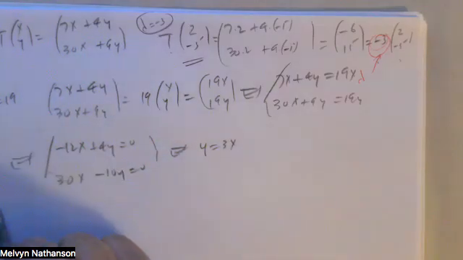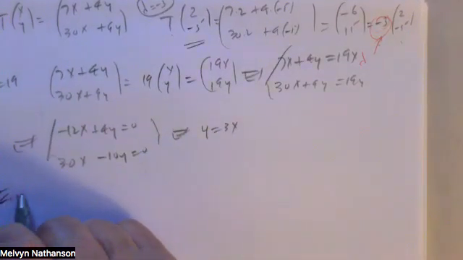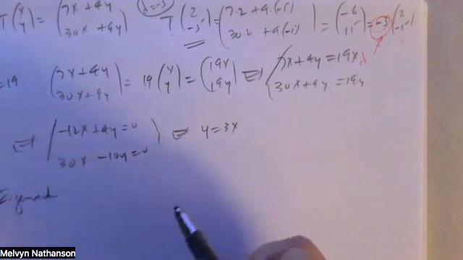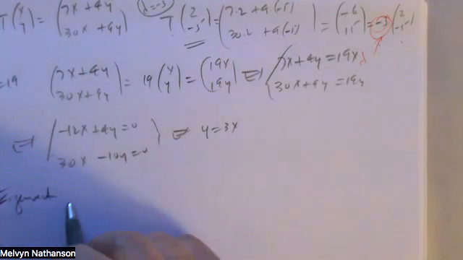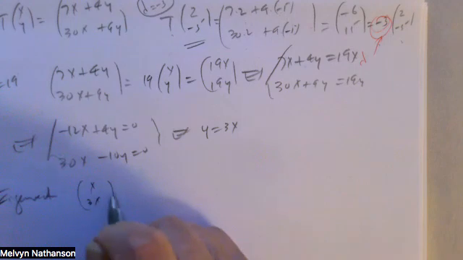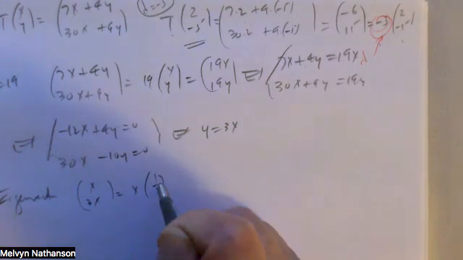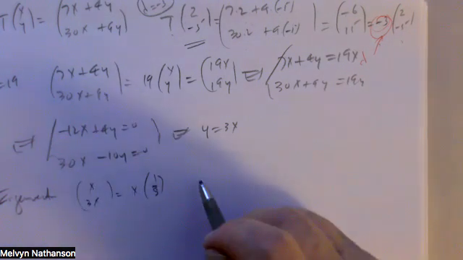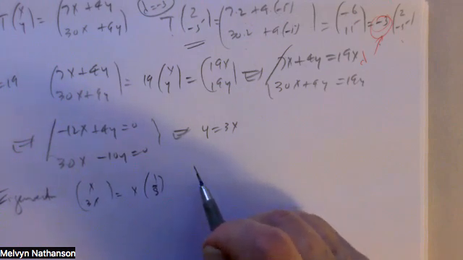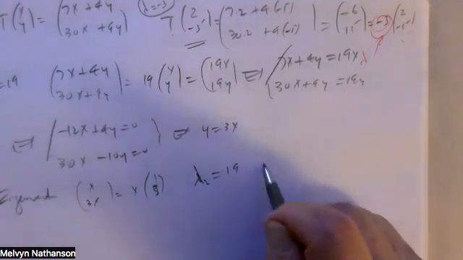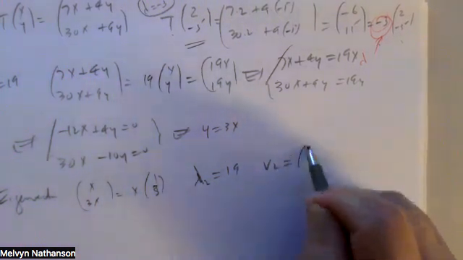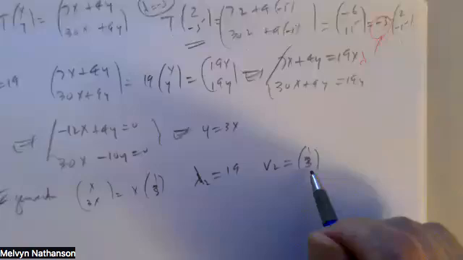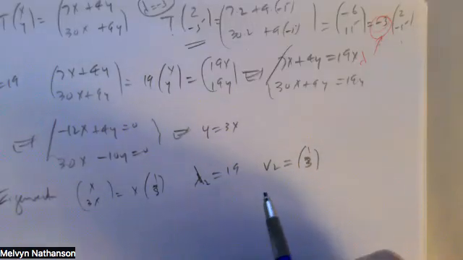So my eigenvector should be any vector of the form (x, 3x), or x times the vector (1, 3). So suppose I take this as my second eigenvalue, lambda 2 is 19, and I think that v2 equal (1, 3) is an eigenvector with eigenvalue 19.